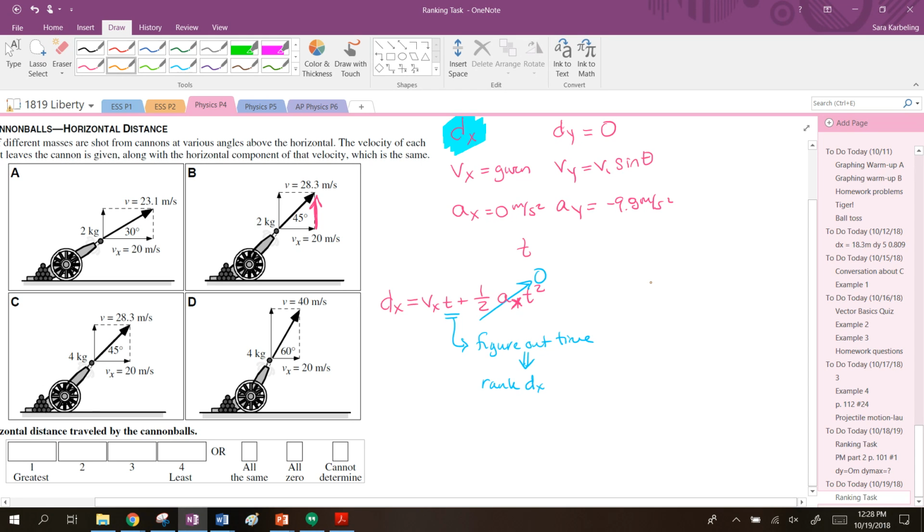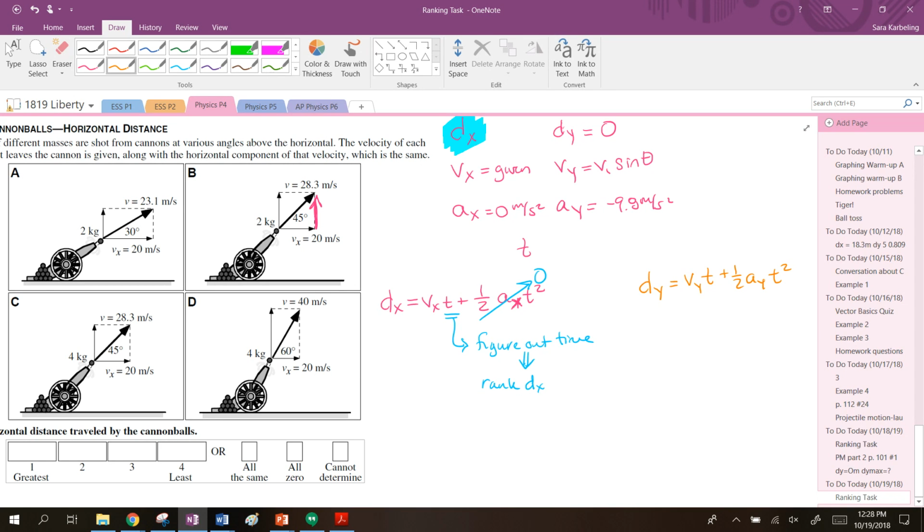The y stuff says dy equals vyt plus 1/2 ayt squared. Does that make sense to everybody? dy is 0. T is really dependent on what? Does ay change for any of these? It's all the same. Is vy the same for all of them? It's not. So here's the big picture physics concept that I want to tell you, and then I'm going to let you keep working.